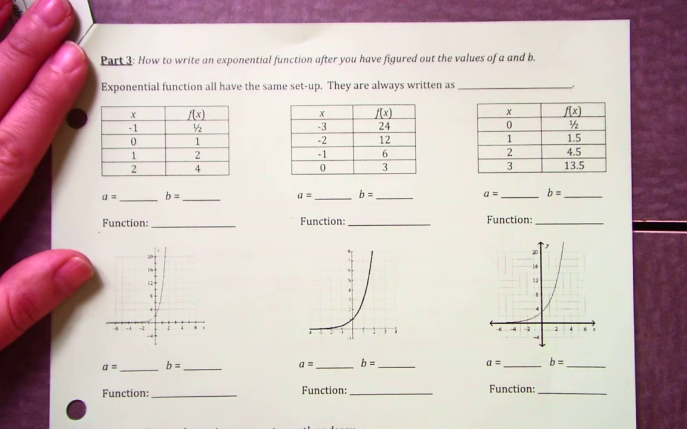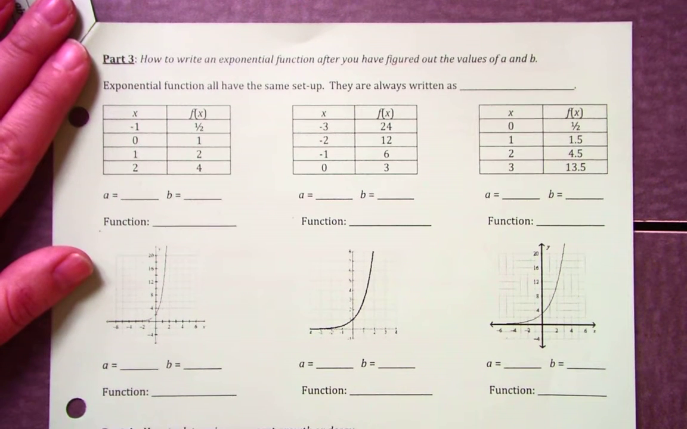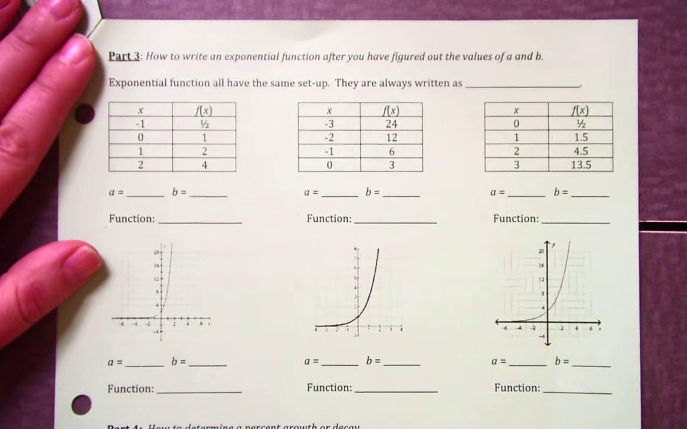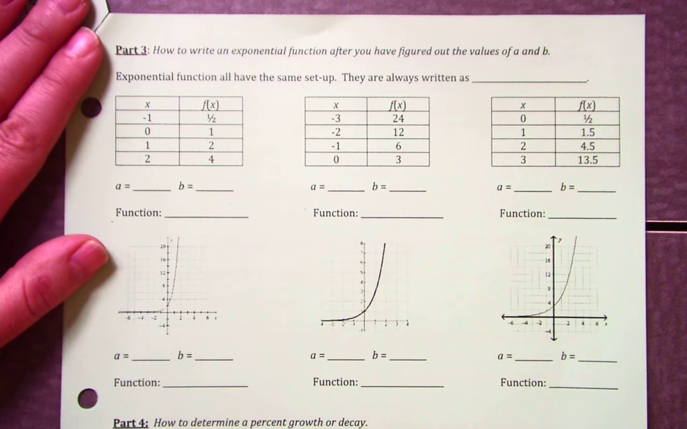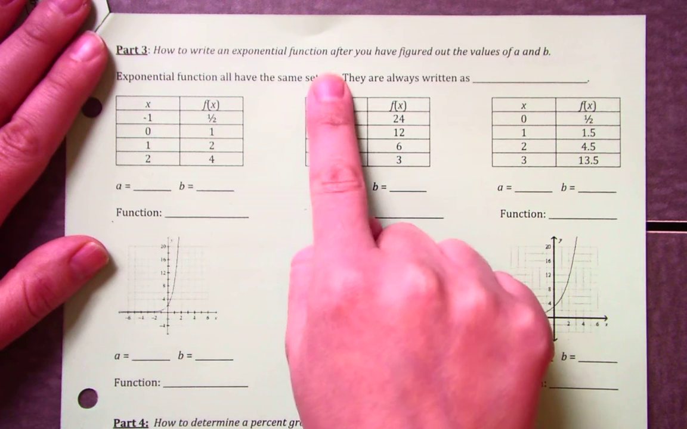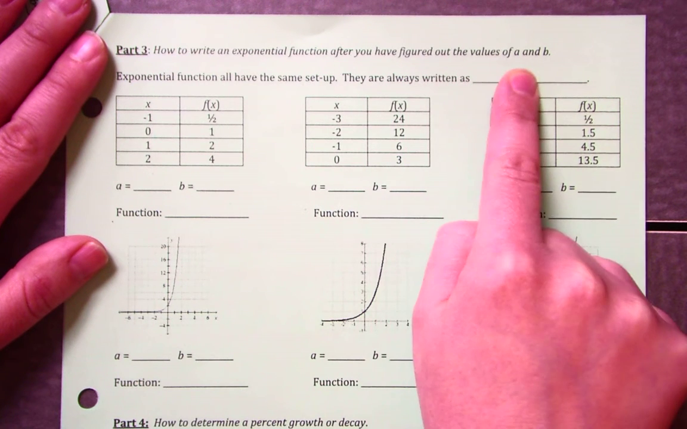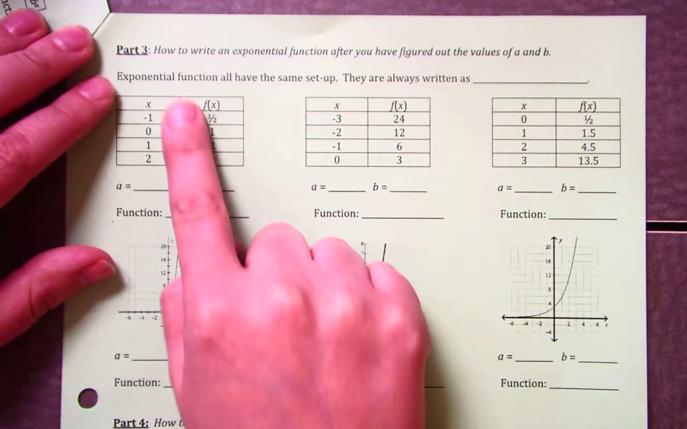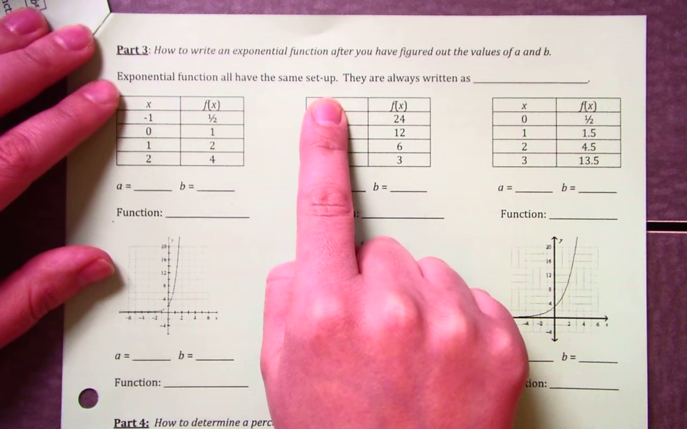So in the last two parts, we've talked about how to find the value of A and also how to find the value of B. Today we're going to use the values of A and B to actually write an exponential function. So part 3 says how to write an exponential function after you have figured out the values of A and B. So exponential functions all have the same setup.